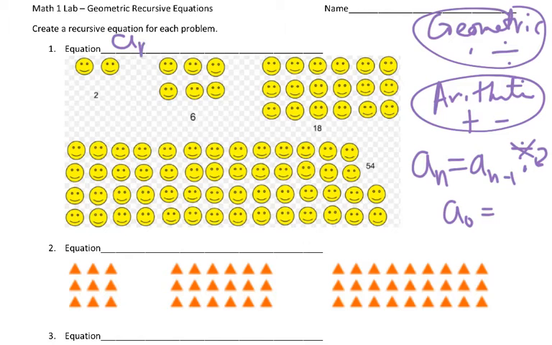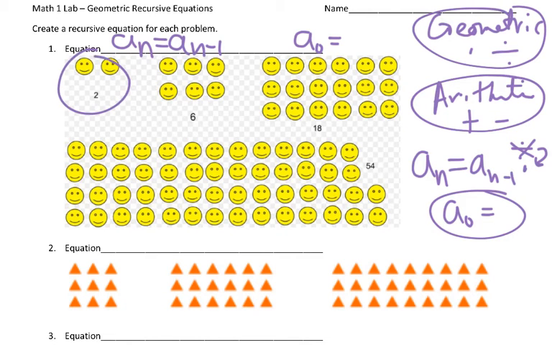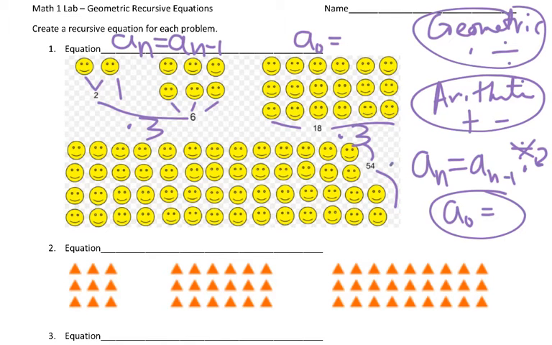Okay, so on this first one, I know I've got a sub n equals a sub n minus 1. And then I'm going to have a sub 0 equals. So for the a sub 0, we want to know where we start. So this is actually not the start. That's our first term, okay? And there's two smiley faces. Then we go to 6, then to 18, and then to 54. So hopefully we notice we're timesing them by 3. That's our constant ratio, right? So we would just put times by 3 right there.